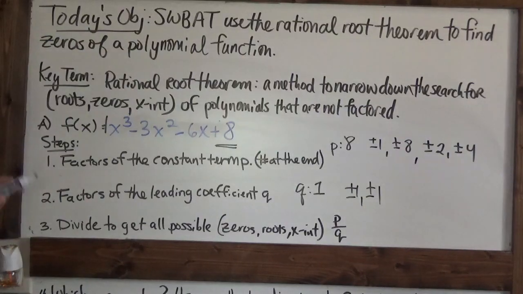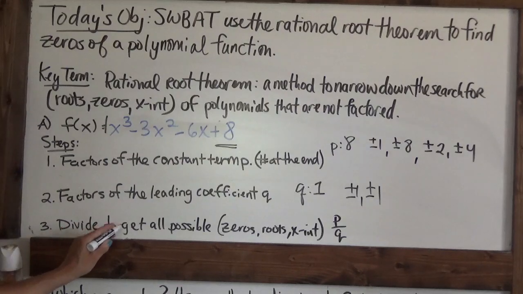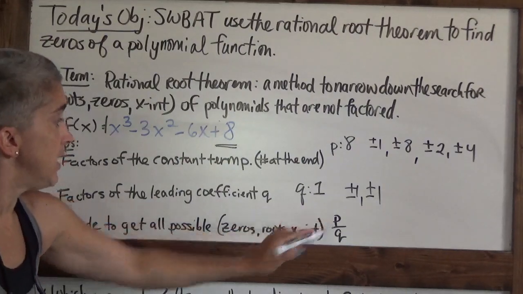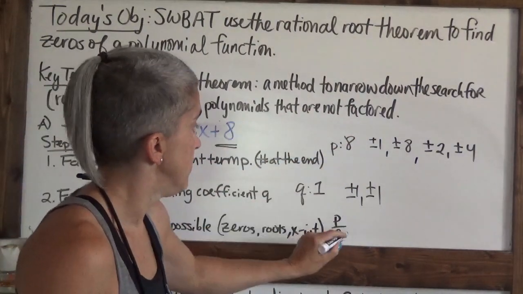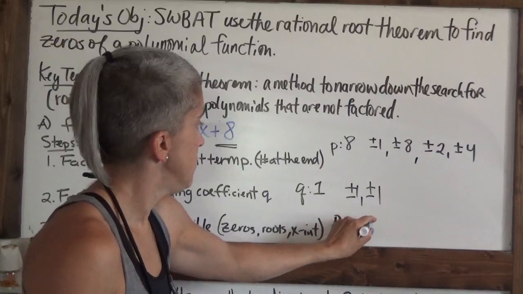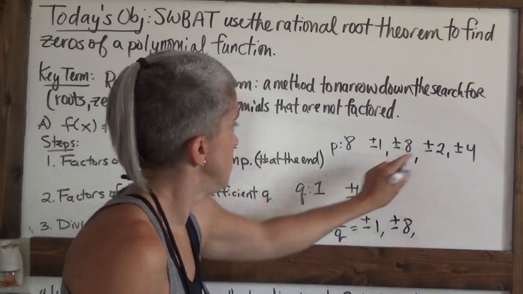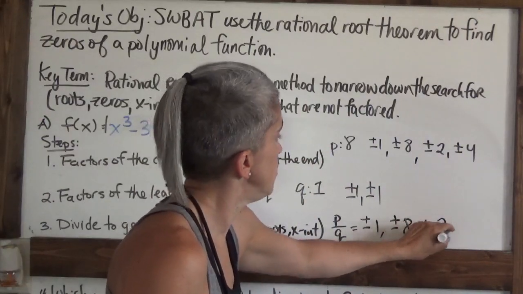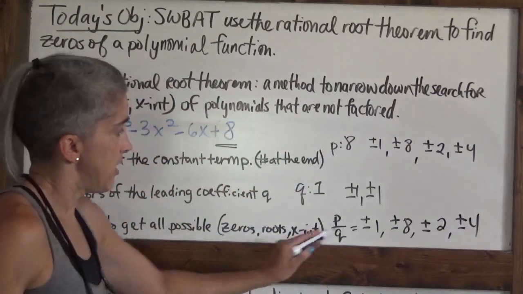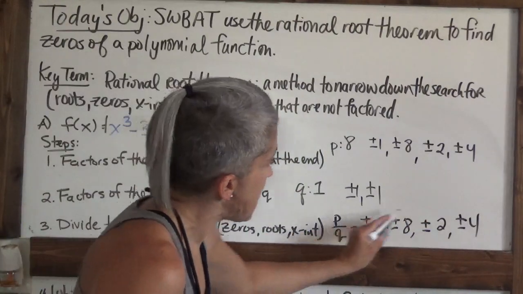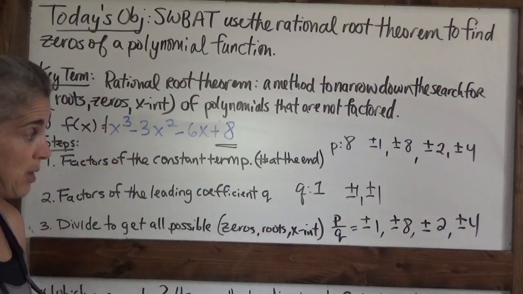Now, to get all the possible zeros using the rational root theorem, we divide p by q. So you're taking all your p's and dividing by q, which is 1. If I take 1 divided by 1, I get 1. 8 divided by 1, I get plus or minus 8. 2 divided by 1, plus or minus 2. 4 divided by 1, plus or minus 4. So right here I have 2, 4, 6, 8. 8 possible numbers that could be my zeros, my roots, and my x-intercepts.